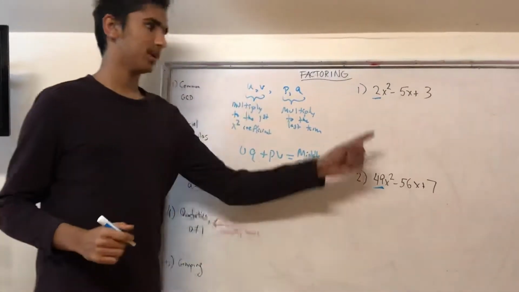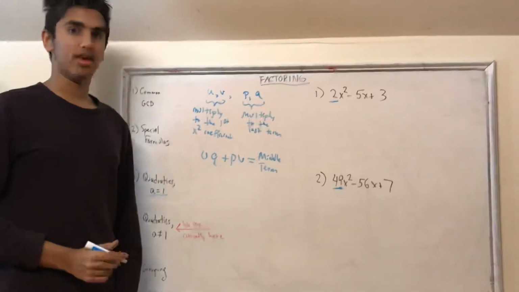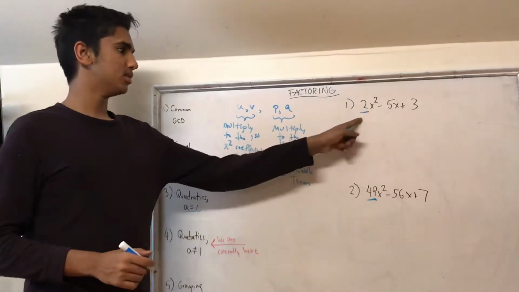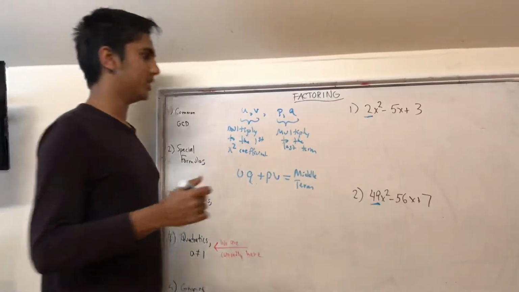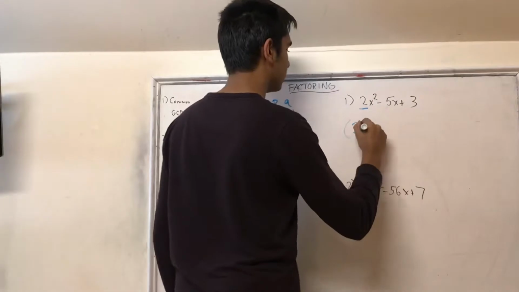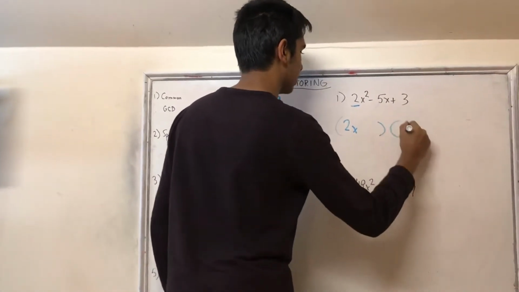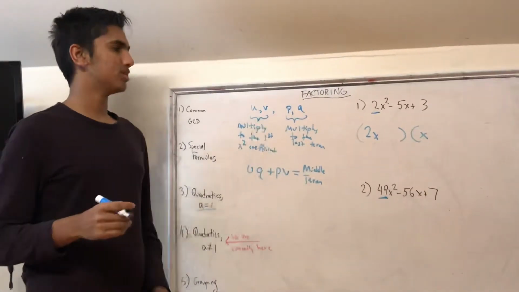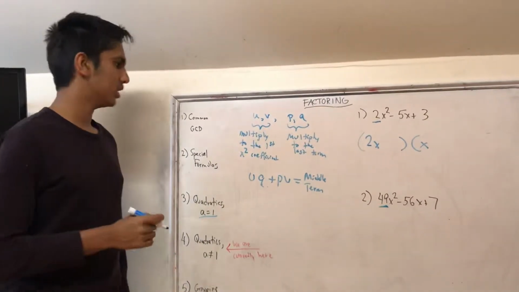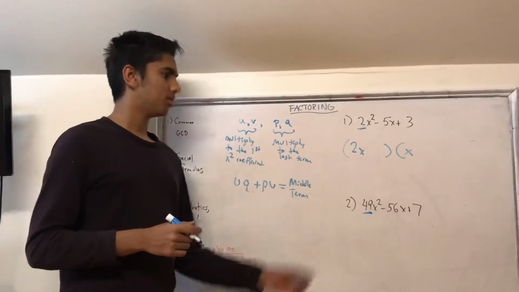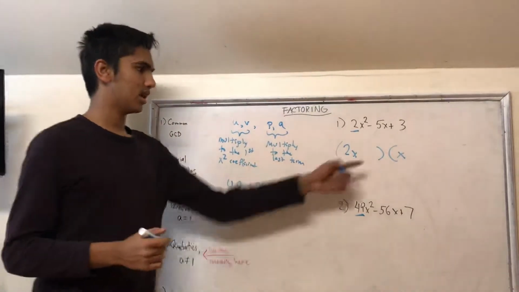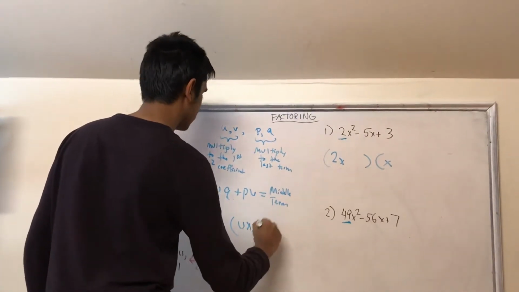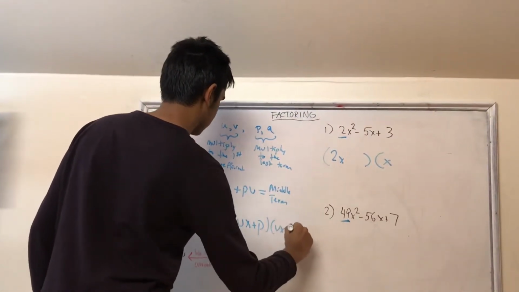So let's start with this example, 2x squared minus 5x plus 3. We need two numbers that multiply to 2, so they're probably going to be 2 and 1. And in general, you don't really want negatives multiplying, especially for u and v, so we're going to keep them positive 2 and positive 1. It's going to factor as ux plus p times vx plus q.